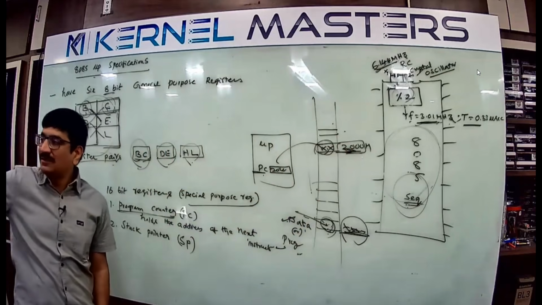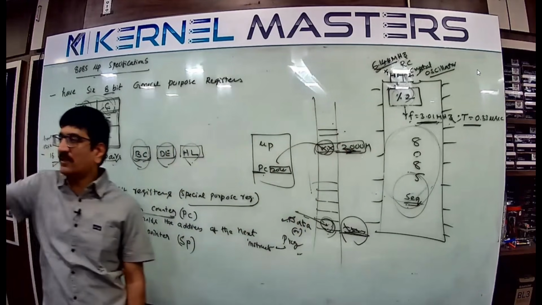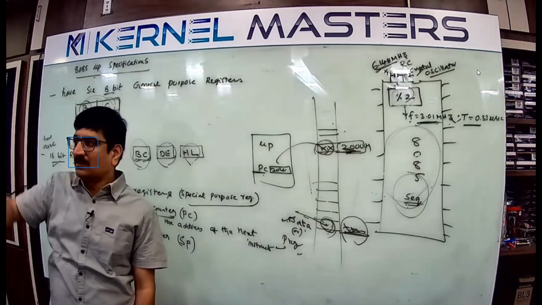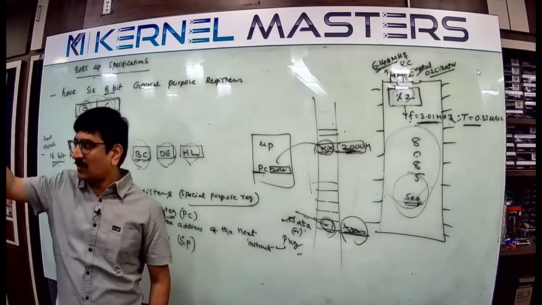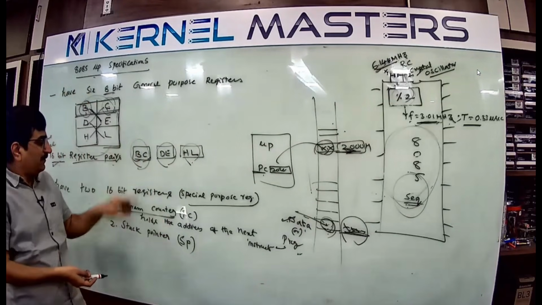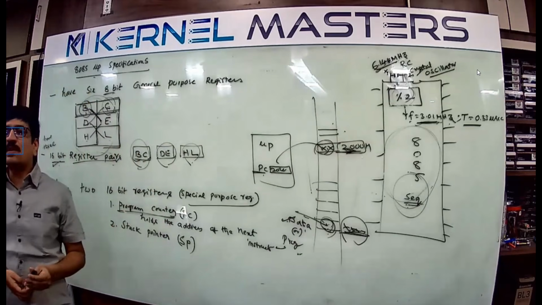How does your program run? First line number 1, next line number 2. Your program runs line by line. If you write a program in C or any language, it runs one by one. Which one takes the responsibility for that? The program counter. It's very important.